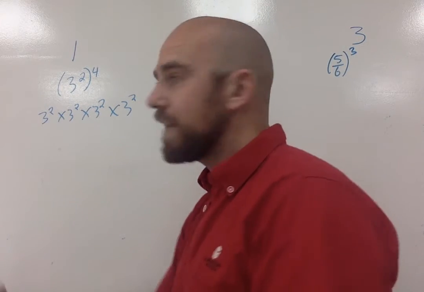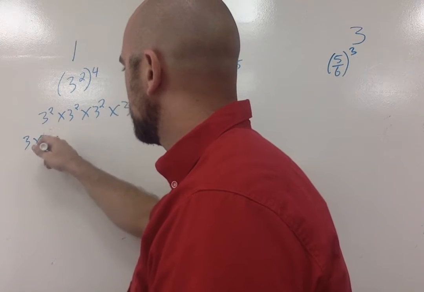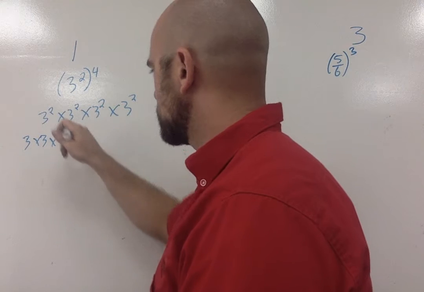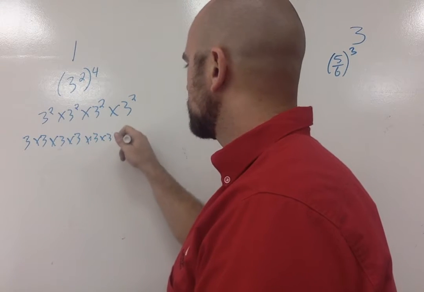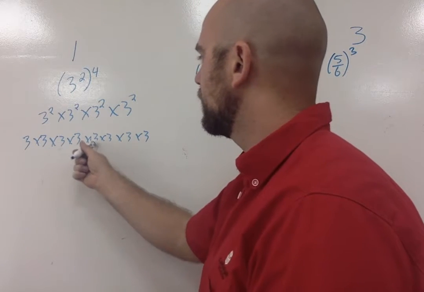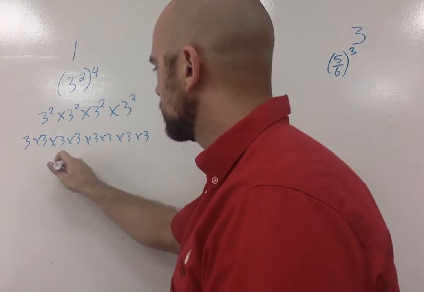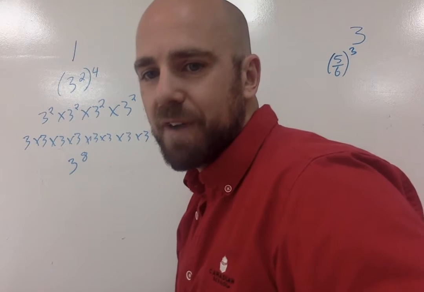And then if we expand that even more, it'd be 3 times 3, so that's this one, times 3 times 3, which is this one, times 3 times 3, which is that one, times 3 times 3. All right, so we have 3, 1, 2, 3, 4, 5, 6, 7, 8 times. So we can say 3 to the power of 8 when we're simplifying it.